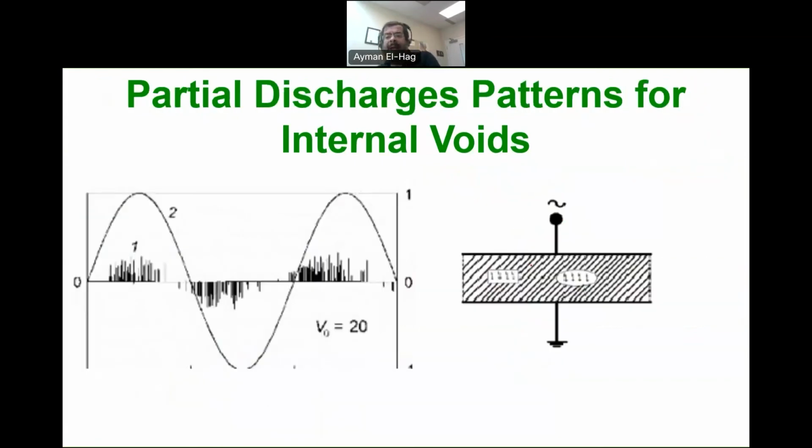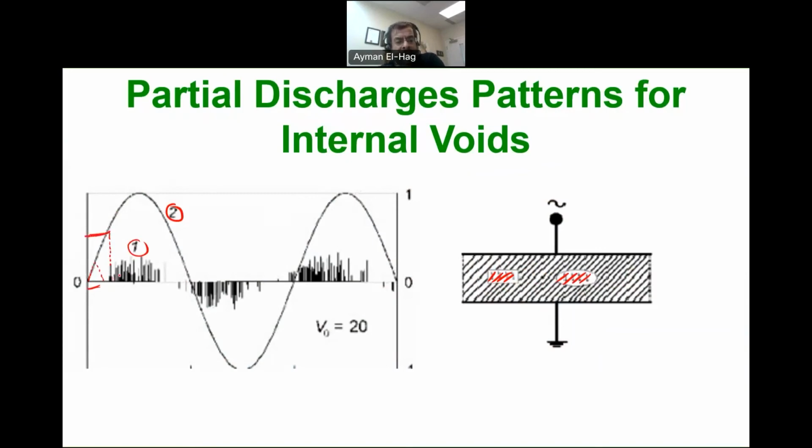Here we have a sample model of dielectric material that has a void. We have one void and there is another void. And we apply a sinusoidal voltage. Number 2 is the voltage, and number 1 is the current pulses, which is basically the partial discharge. When we increase the voltage here, we can see there is no discharge because the electric field inside the void is still not high enough to initiate any partial discharge until it reaches around this level.